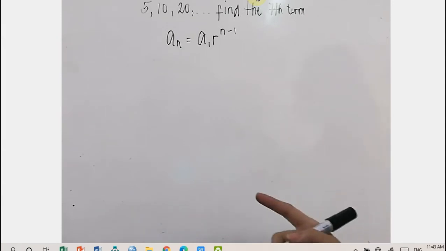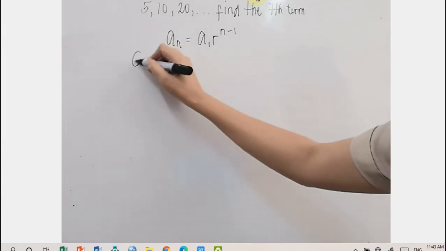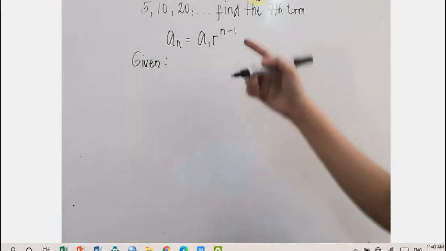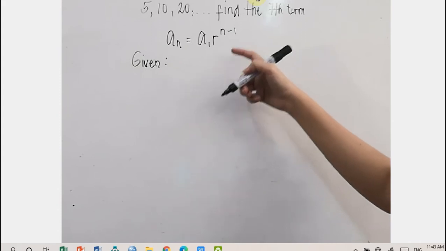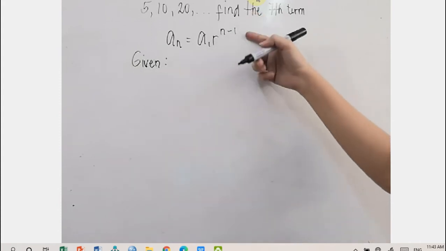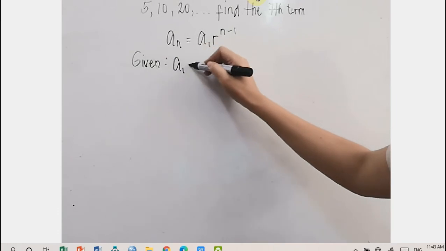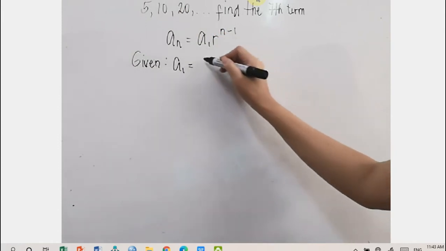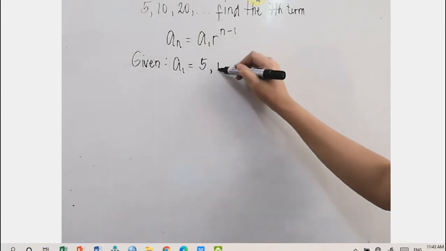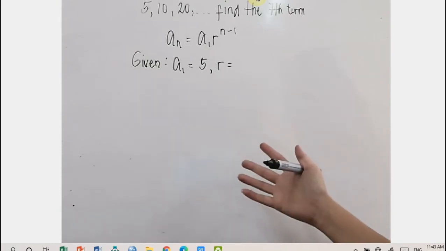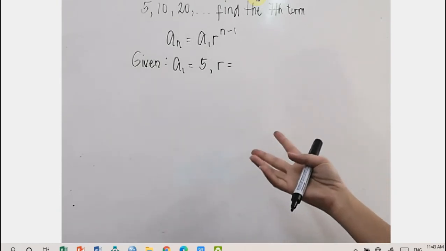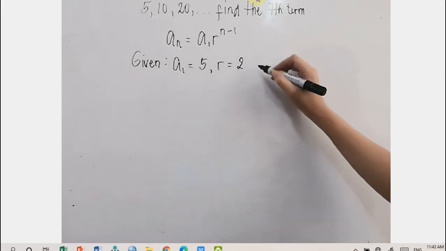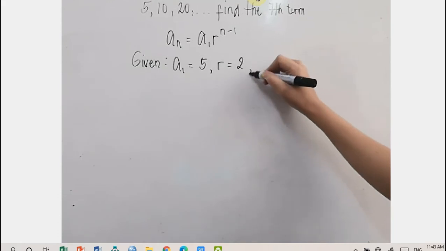Okay, the first thing that we're going to do is we need to write the given. Bakit natin kailangan isulat ang given? Para guided tayo sa kung ano yung kulang or ano yung hahanapin and what are the present values na andito na. So, let's start with a sub 1. A sub 1 is the first term of the sequence. So, that is 5. We have r. So, common ratio was solved a while ago. So, ano nga yung common ratio natin kanina? It is 2.